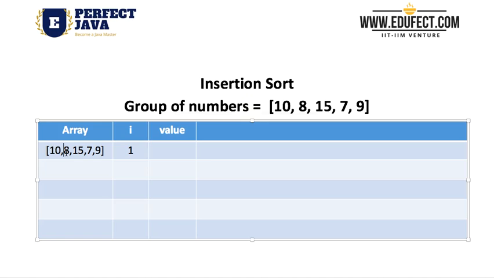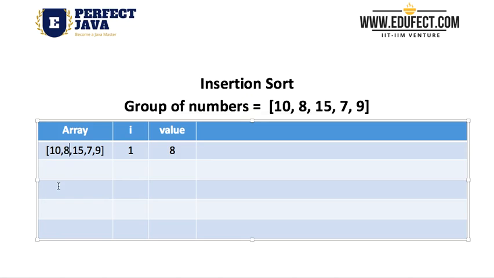Now we need to start sorting from the location 1. So this element 8 needs to get sorted. So the value is 8. Now how do we sort it? We know this part of the array which is less than i is sorted, and in this we need to insert 8 so that it will get sorted. Now where should 8 get inserted? 10, 8 will not be sorted, so 8 has to get inserted before 10.